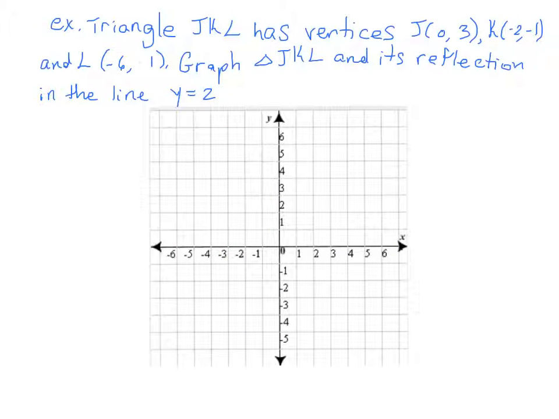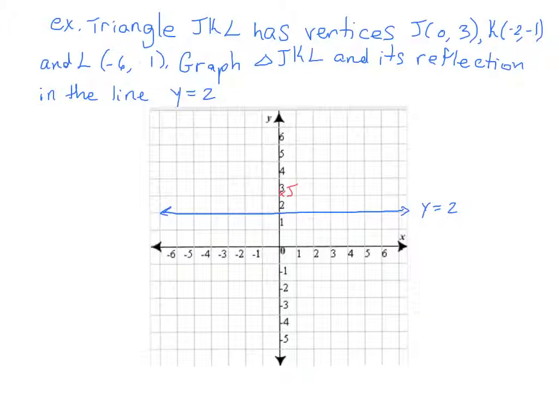Okay, so in our previous example, our line of reflection was vertical. However, in this example, as you can see here, our line of reflection is y equals 2. Hopefully you recall that a line y equals 2, or y equals anything, is a horizontal line. However, not to panic, because this is treated in exactly the same way. The line of reflection works in the same exact way, and you will see as we go through the example. All right, so let's first plot the original triangle. So we have (0, 3) right here.